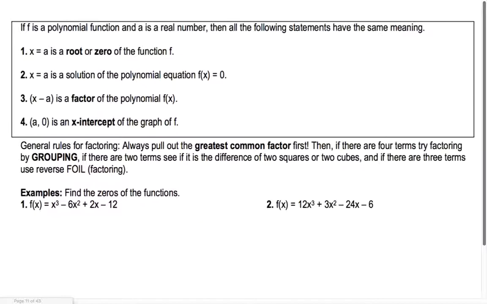So general rules for factoring. So we always pull out the greatest common factor first. If there are 4 terms, we do factor by grouping. If there's 3 terms, we do our 2 sets of parentheses.